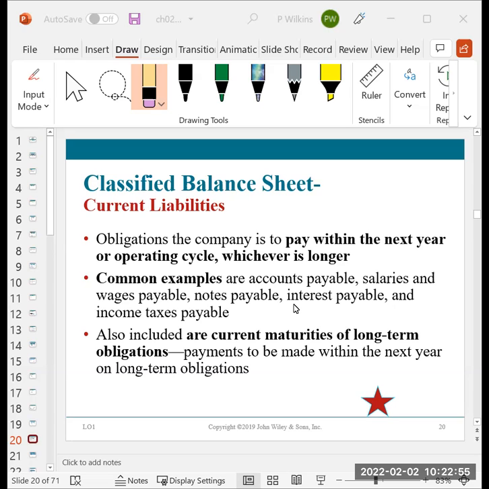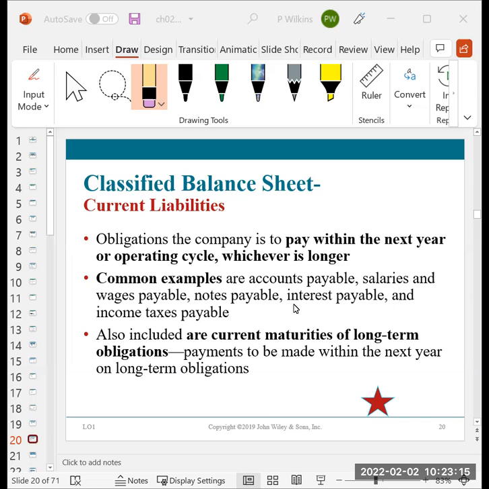You won't see this either in your problems, but just so you're aware, companies will move over the amount of money from long-term debt, like say a mortgage, that they're going to pay in the current year. And the reason why they do that is it gives a more accurate picture of the health of the company.